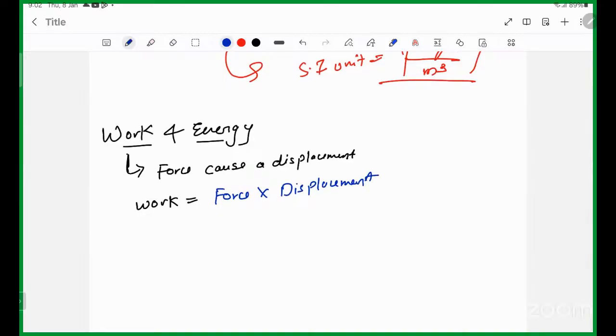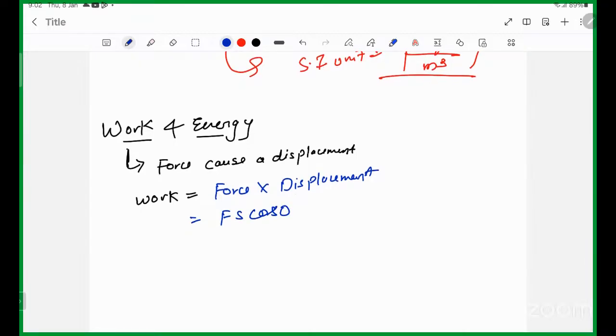In this case, it will be F s cos theta, we write it as. And the SI unit in this case will be Newton meter, because force is in Newton and displacement is in meter. Newton meter is sometimes also called joule. We write it as joule. It's also energy only. It is a scalar quantity.